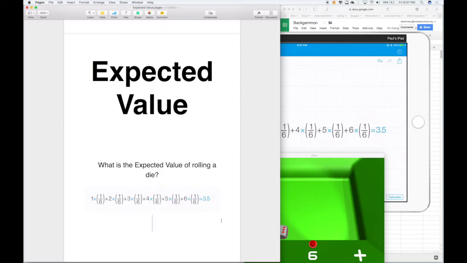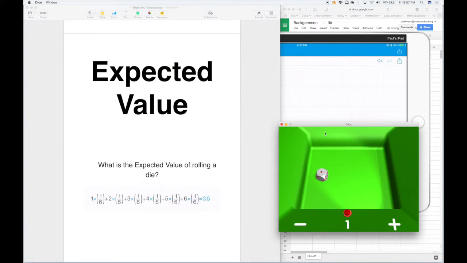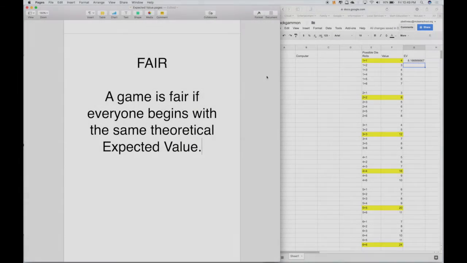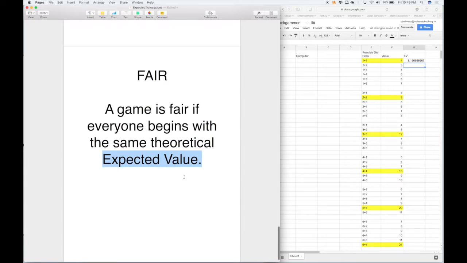Okay? Now, what does this have to do with the game that we're going to use as an example to teach fair or unfair games? First off, what is fair? We'll talk about that in a moment. So what is fair? A game is fair if everyone begins with the same theoretical expected value. Okay, so what does that mean? Well, to begin with the same expected value means the results have to be totally up to chance.